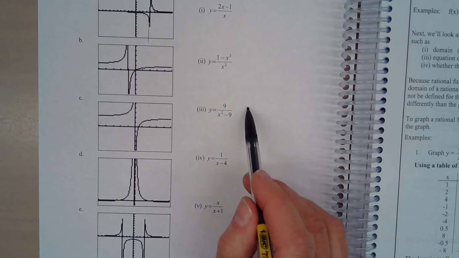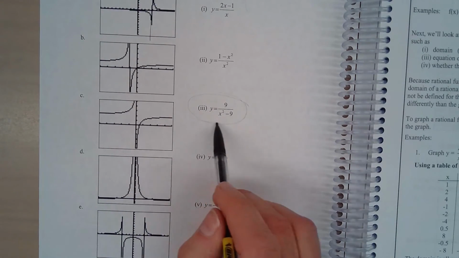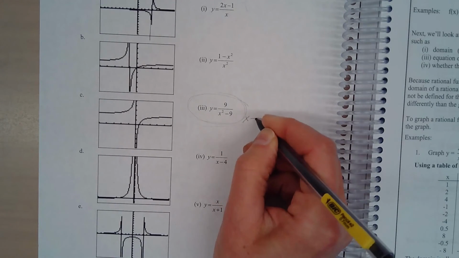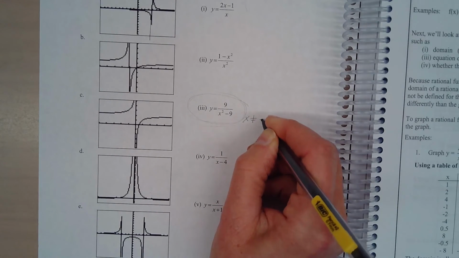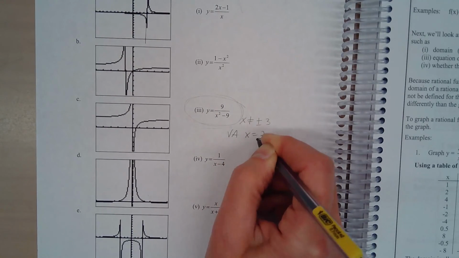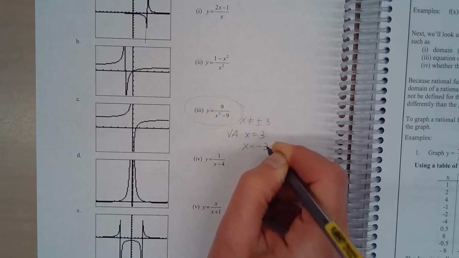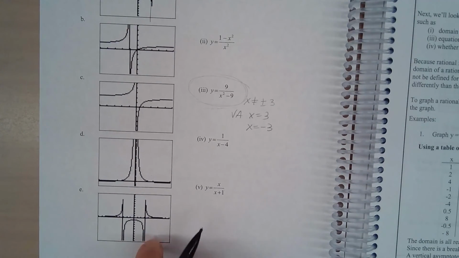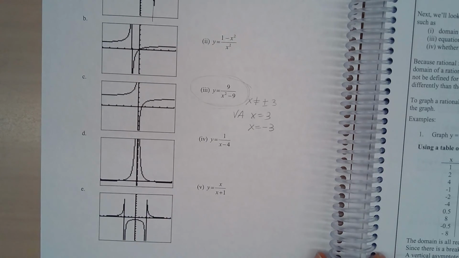How many vertical asymptotes would this guy have? 2 of them, right? If I factored, it would be x can't equal plus or minus 3. So you'd have vertical asymptotes at x equals 3, x equals minus 3. Well, there's only one graph with 2 vertical asymptotes, right? This guy. So that's another way you can do it. Anyway, okay?